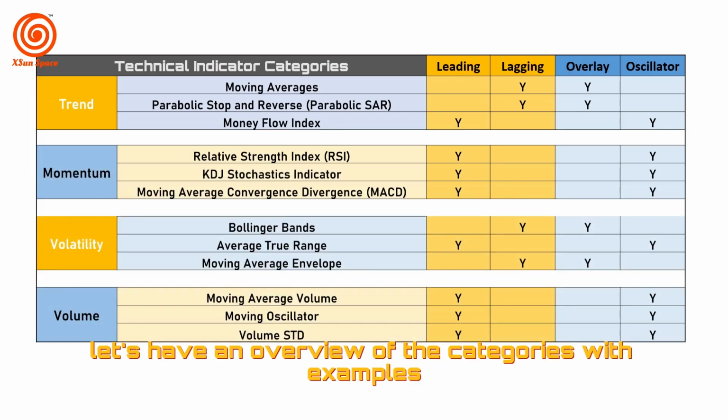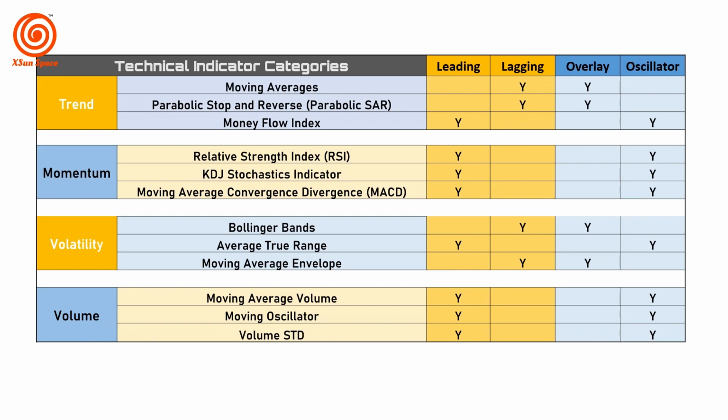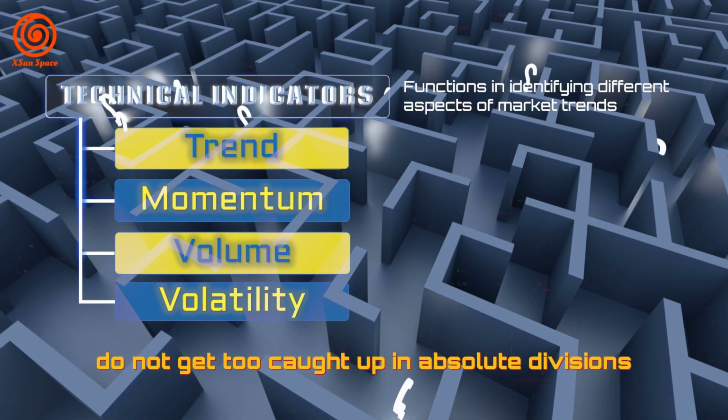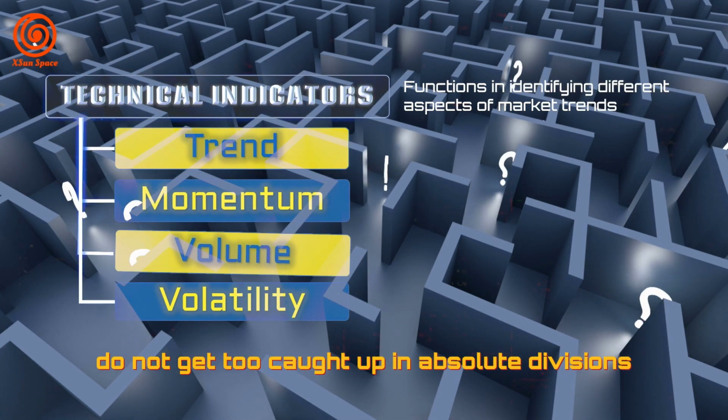Let's have an overview of the categories with examples. You may have a clearer idea. Please note, do not get too caught up in absolute divisions.